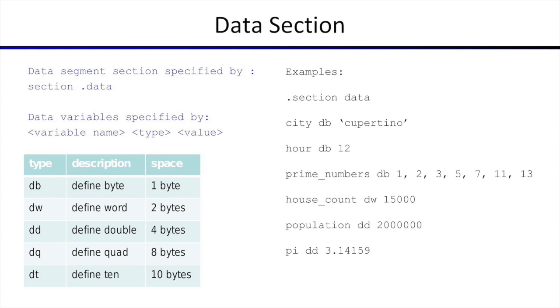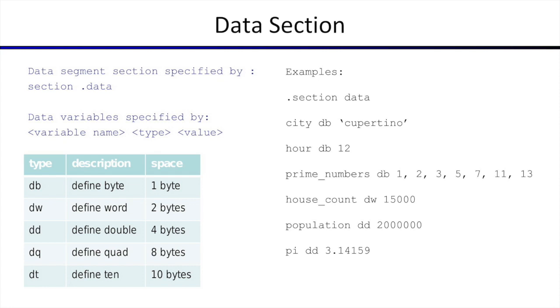You can define the type as a byte with db, define byte, then you will get 1 byte of memory space available. You want a word, you define it as dw. You want a double word, define it as dd. Quad word, define it as dq, and then you can define like 10 bytes together as dt.